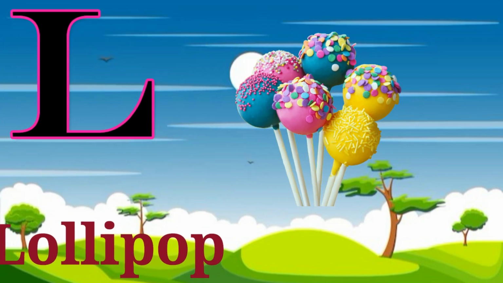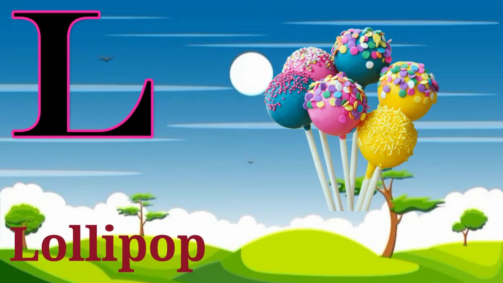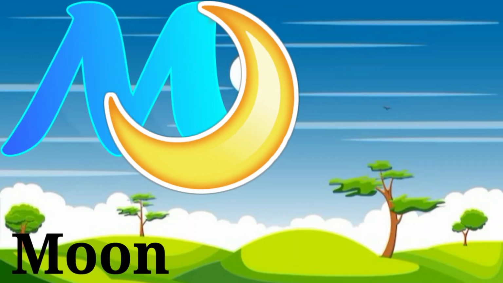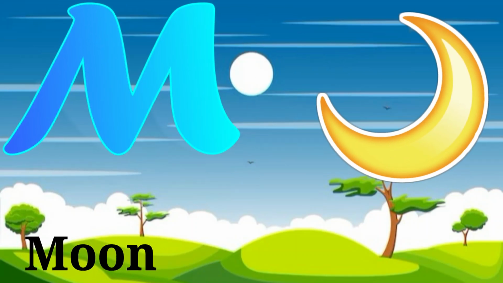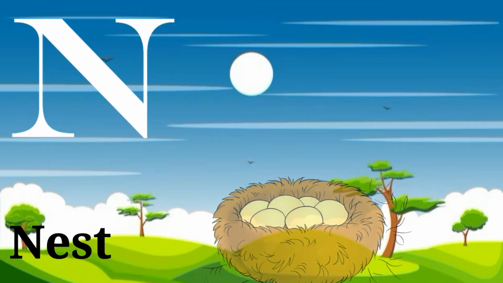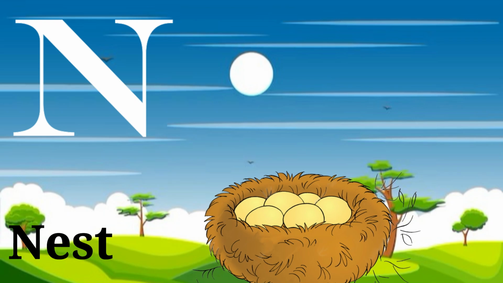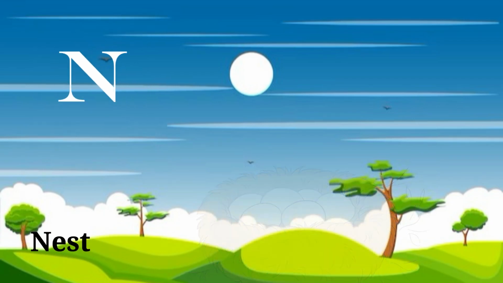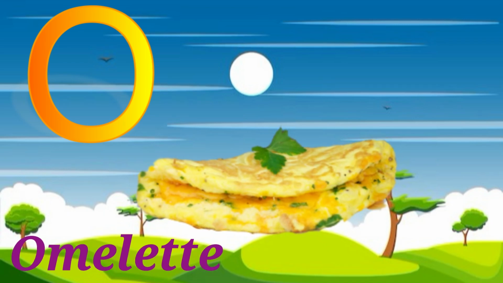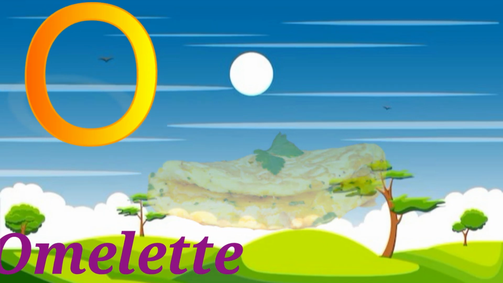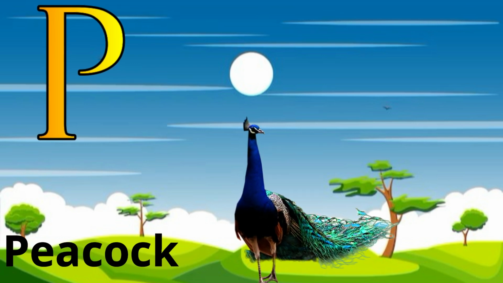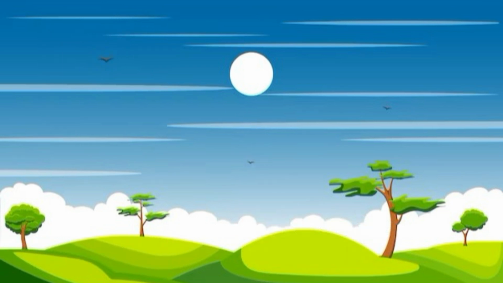L for lollipop. L for lollipop. M for moon. M for moon. N for nest. N for nest. O for omelette. O for omelette. P for peacock. P for peacock.